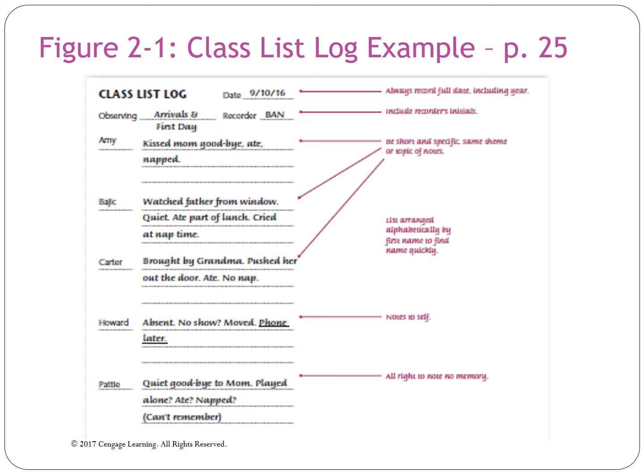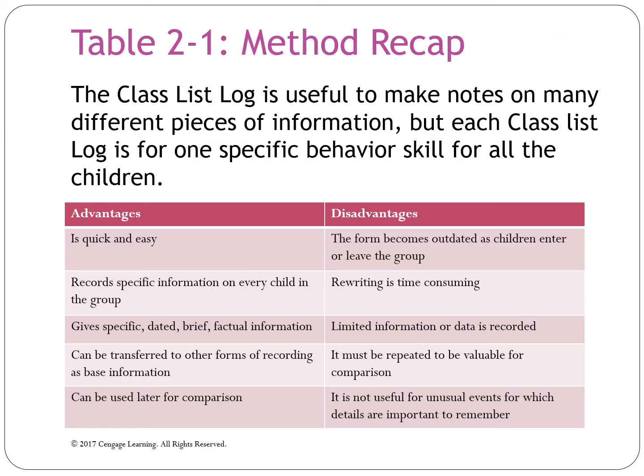Maybe some can cut circles, some can only cut squares. Another example would be large motor skills. Maybe you're looking at running, or maybe they can climb, or can they throw, can they jump, can they crawl. And you would set up a maze on the playground and look for those particular skills. To recap, the class list log is looking for one specific behavior or skill for all children.